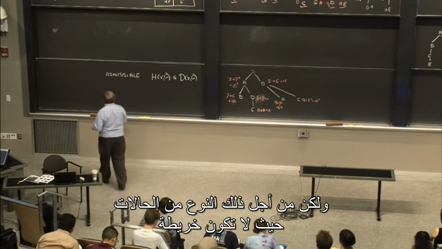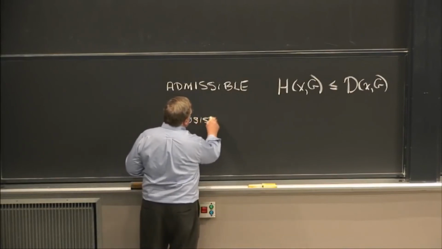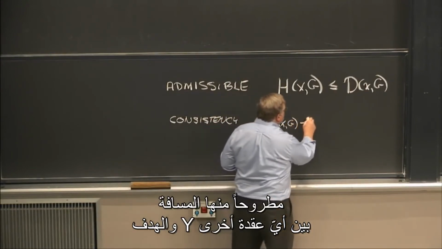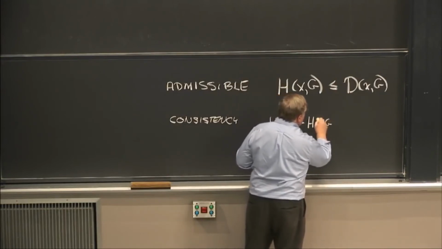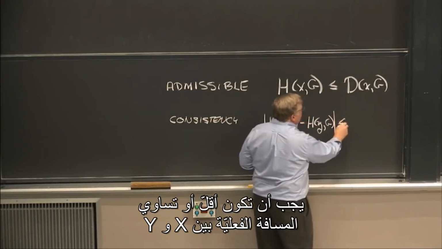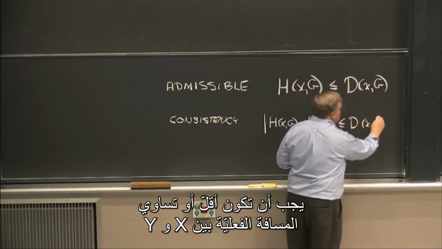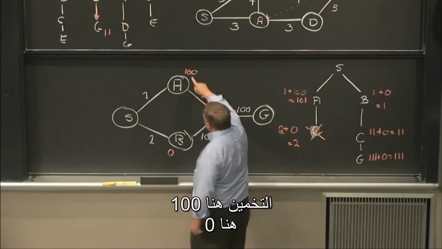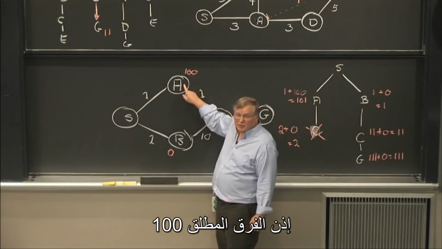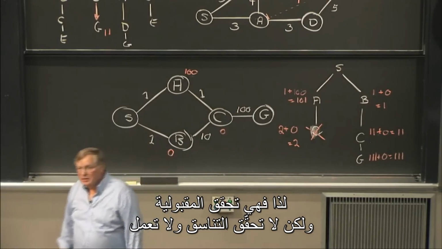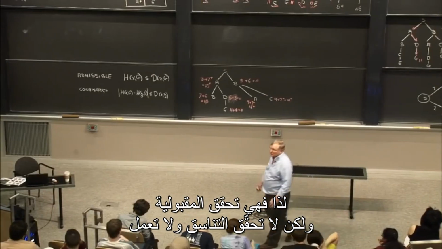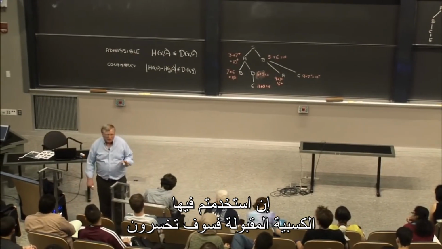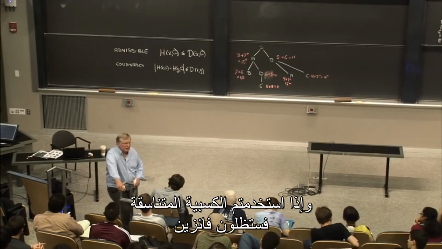But for that kind of situation where it's not a map, we need a stronger condition, which is called consistency. And what that says is that the distance between x and the goal minus the distance between some other node y and the goal, take the absolute value of that, has to be less than or equal to the actual distance between x and y. So does this heuristic satisfy the consistency condition? Well, let's see. Here the guess is 100, here it's 0, so the absolute difference is 100, but the actual distance is only 2. So it satisfies admissibility, but it doesn't satisfy consistency, and it doesn't work. So you can almost be guaranteed that if you use an admissible heuristic, you'll lose. And if you use a consistent heuristic, you'll still win.